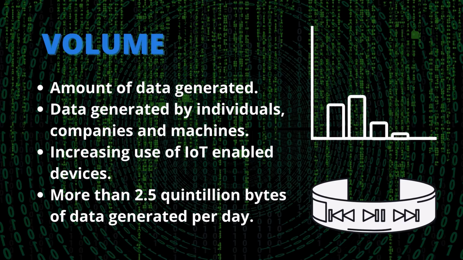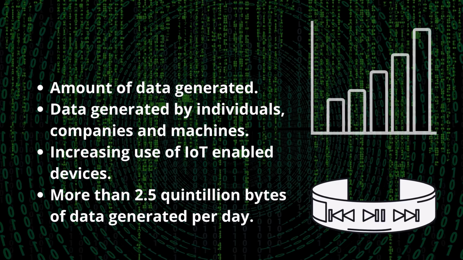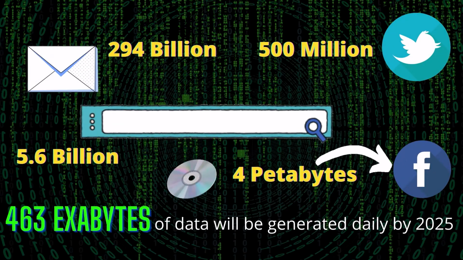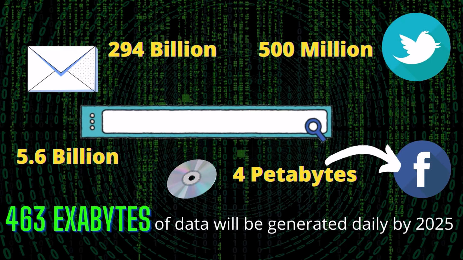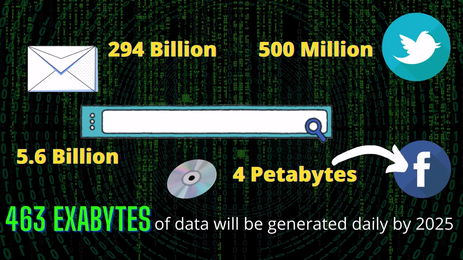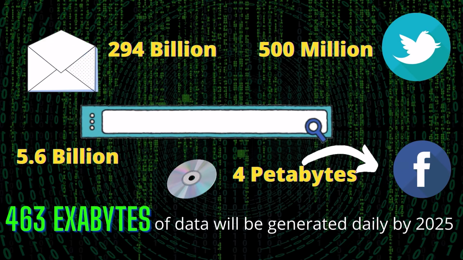Wonder how all this data comes in? There are more than 294 billion emails sent per day. More than 500 million tweets are tweeted per day. Facebook generates 4 petabytes of data per day. 65 billion messages are sent on Facebook and 5 billion searches are made on Google per day. By 2025, it is estimated that 463 exabytes of data will be created each day globally.